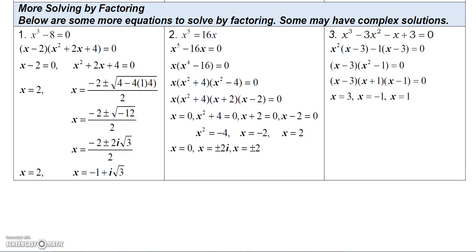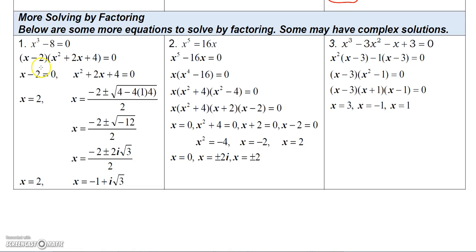Here's some more problems by factoring, and I'll just go over these with you real quick. If you wanted to solve x cubed minus 8 equals 0, then that would factor into x minus 2 times x squared plus 2x plus 4 using the formula for difference of cubes. So you get x minus 2 as one factor, and you set that equal to 0, you get x equal 2.